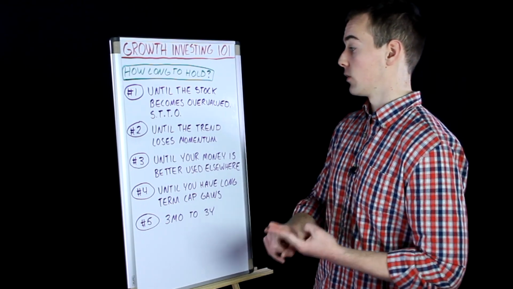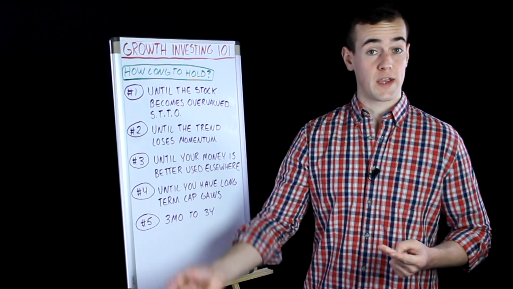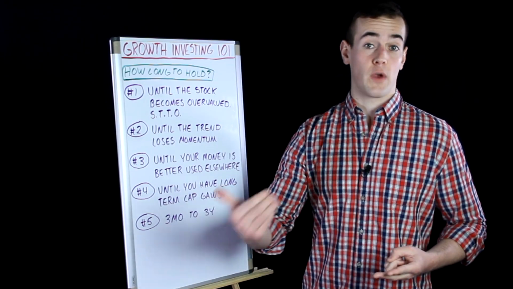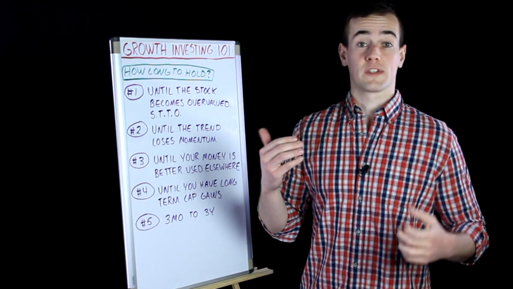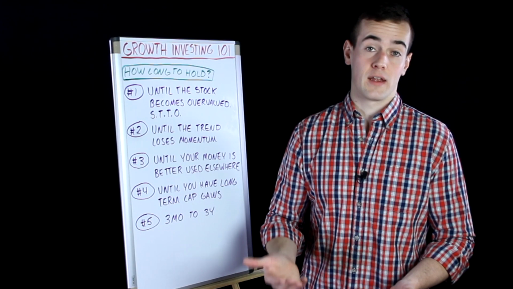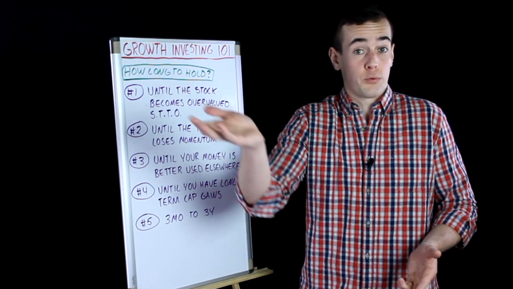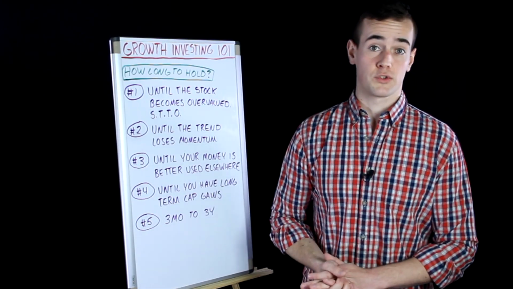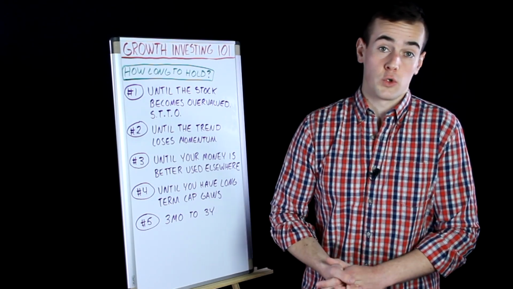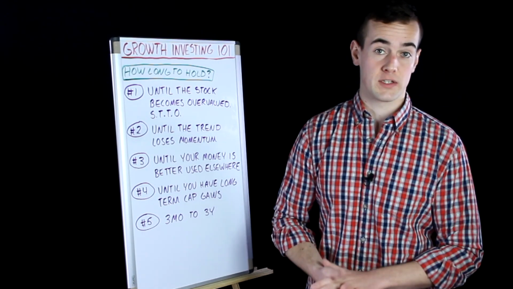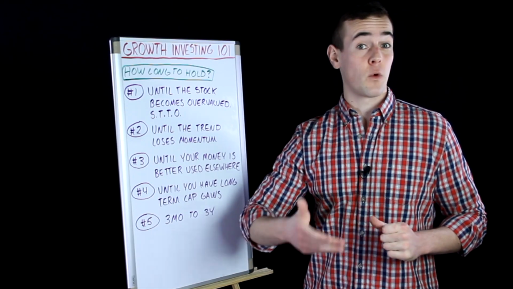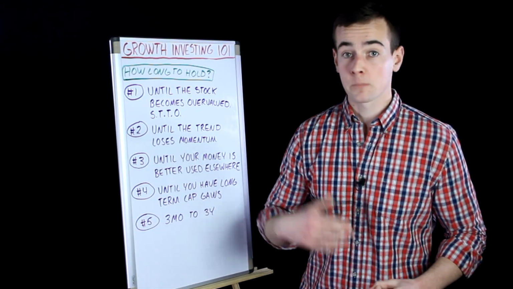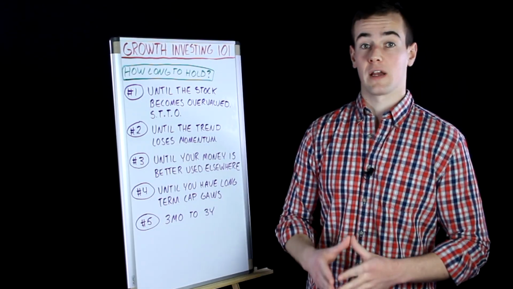Number 2 is until the trend loses momentum. So if you're investing in a stock and you find that the trend is running out of momentum, like it's running out of gas and you can tell that it's having trouble making it to a new price level, maybe you're using technical stock analysis and you see that it's falling to a 20 or a 50-day simple moving average, and you're saying, you know what, I think this trend is out of momentum, that again is a sign that you might want to sell that stock.